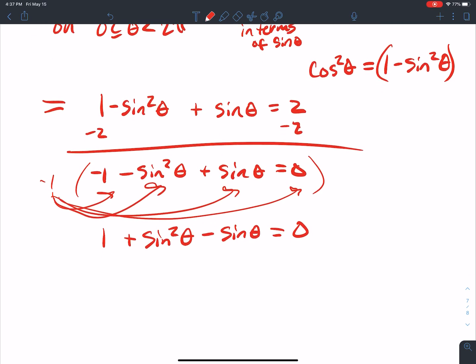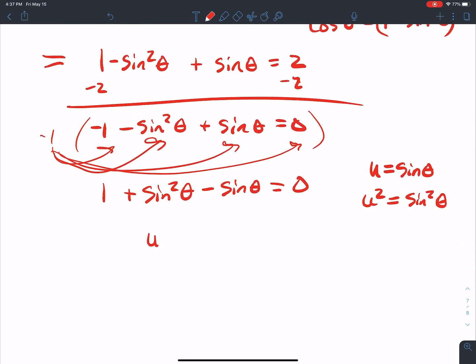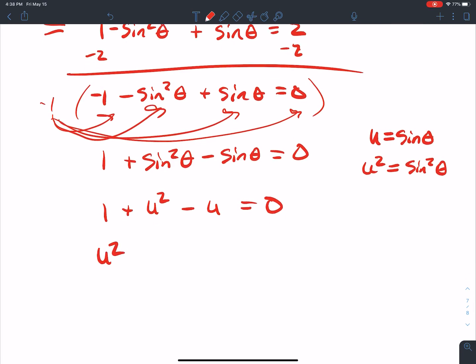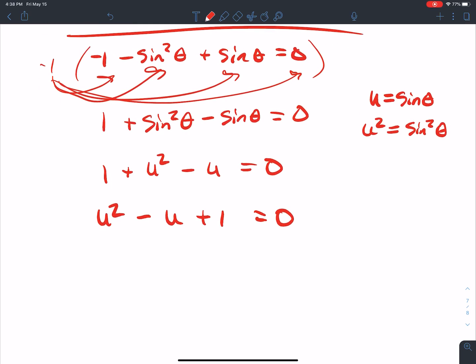Okay? At this point, I'm going to do a U-substitution. And u squared equals sine squared theta. And so I have u squared minus u and a plus 1. So that's u squared minus u plus 1 equal to 0. Okay, does this factor? Well, let's see here. AC method, I need something that multiplies to 1 and adds to negative 1. Well, 1 times 1 and 1 plus 1, that doesn't work. Negative 1 and negative 1, that's 1. But negative 1 minus 1, that doesn't work. So there's no way I can factor this.